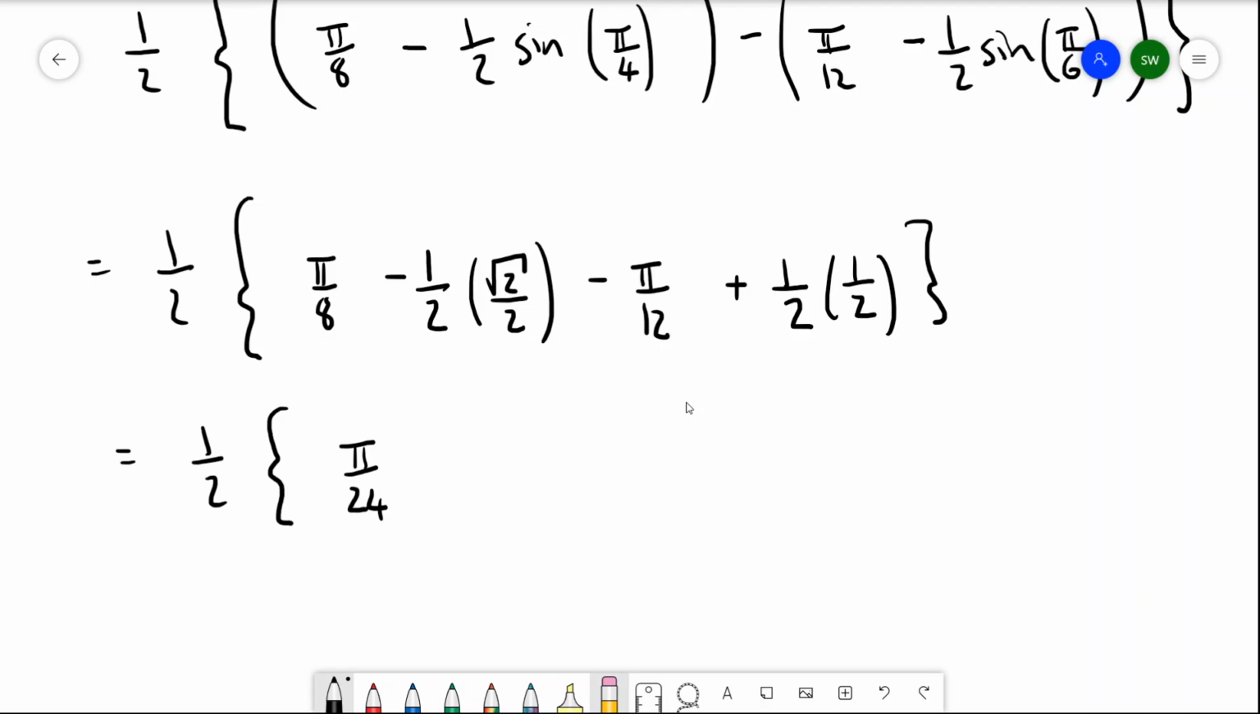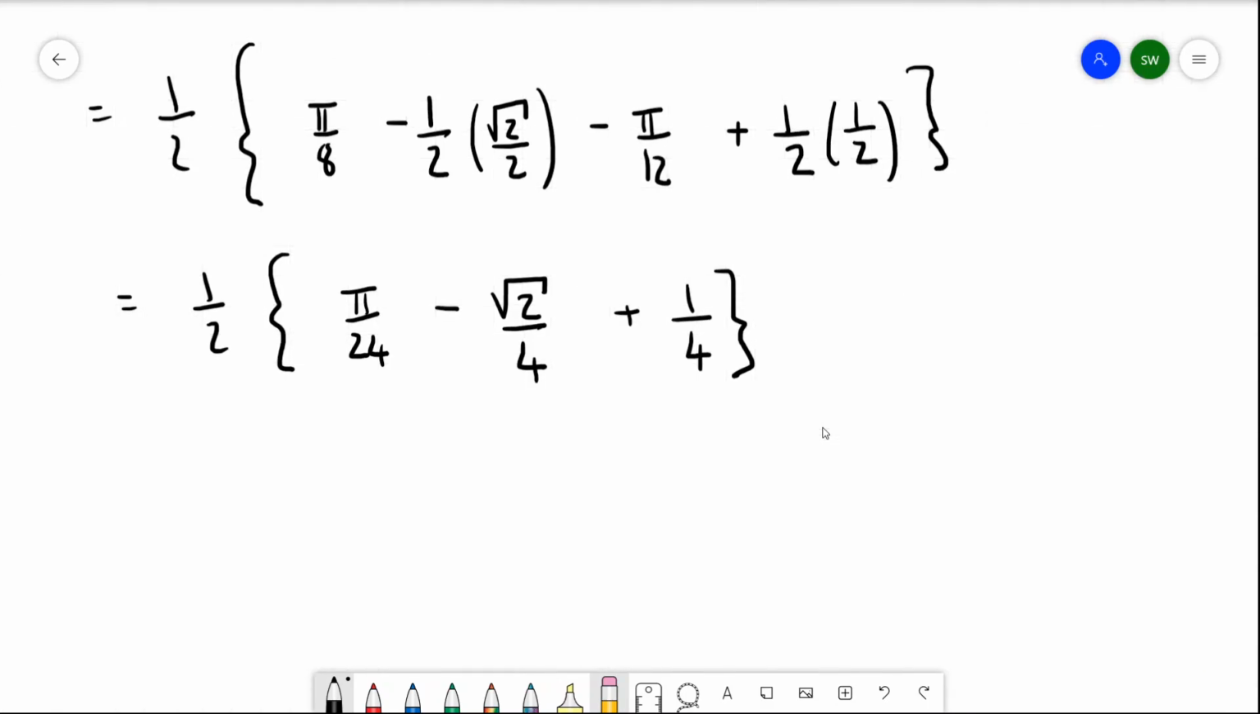This term here is going to be minus root 2 over 4. And this term here is plus a quarter. And then I'm going to multiply through by a half. So we're going to have pi over 48 minus root 2 over 8 and plus an eighth.